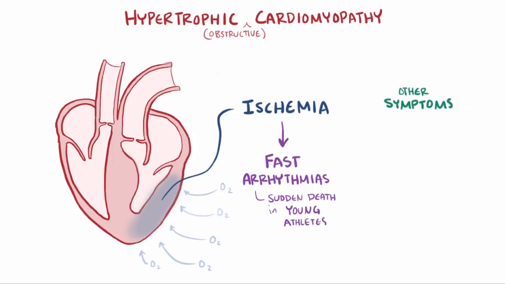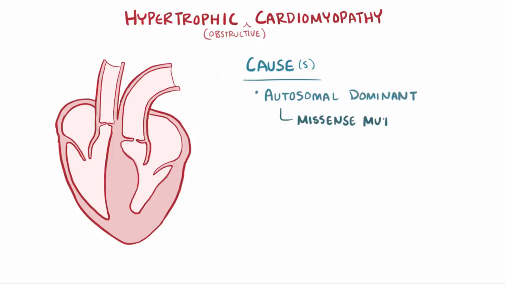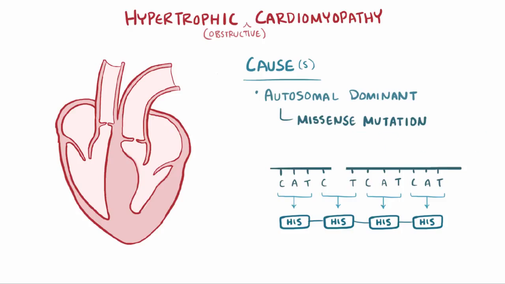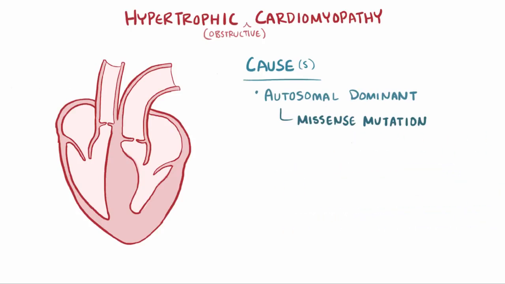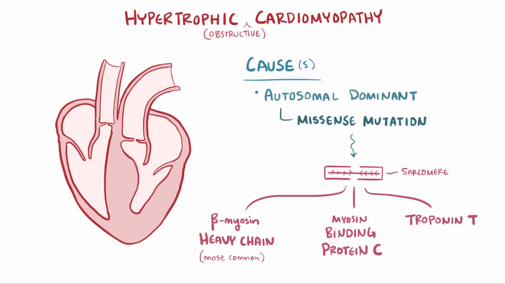A little less severe symptoms of hypertrophic cardiomyopathy might be things like dyspnea, which is difficulty breathing, or syncope, which is fainting. Now, the majority of cases of hypertrophic cardiomyopathy are inherited as an autosomal dominant trait, and caused by a genetic missense mutation, where a single nucleotide is swapped, causing a different amino acid to be coded for. This type of mutation usually happens in one of the genes that encode for proteins in the sarcomere of the heart muscle. The beta-myosin heavy chain is the most common, but it can also be mutations in the myosin binding protein C and troponin T.